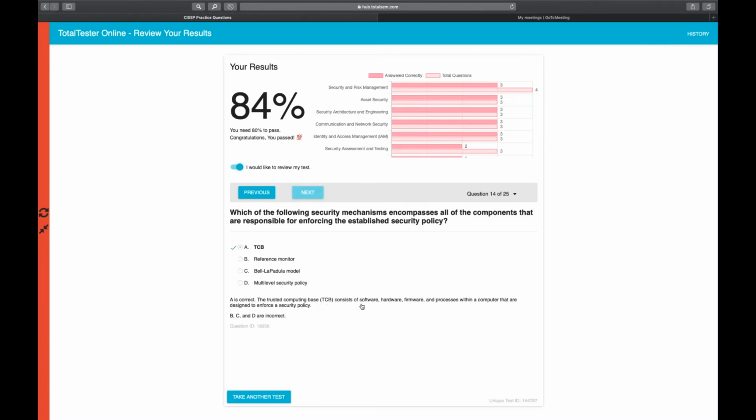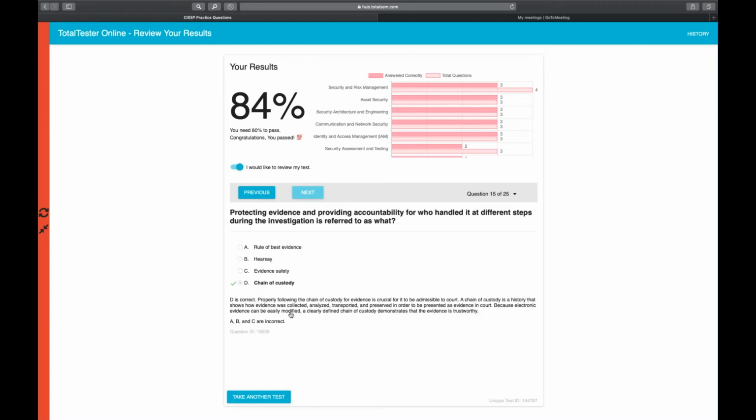The trusted computing base consists of the software, hardware, firmware, and processes within a computer that are designed to enforce the security policy. They usually enforce the reference monitor concept. Properly following the chain of evidence is crucial for it to be admissible in court. A chain of custody is a history that shows how evidence was collected, analyzed, transported, and preserved in order to be presented in court as evidence.